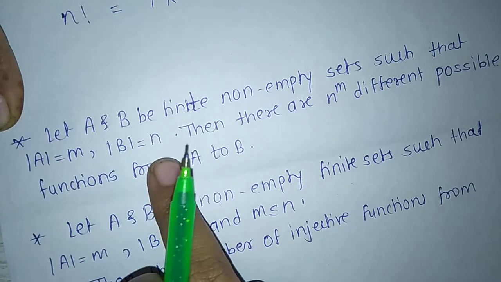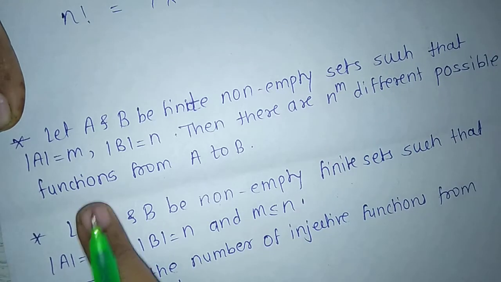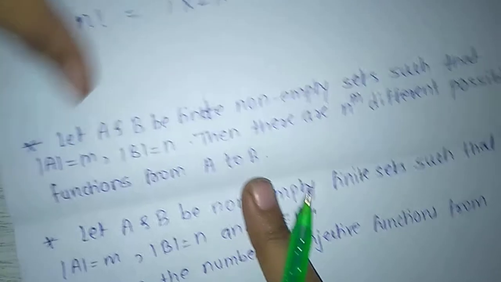Next, let A and B be finite non-empty sets such that order of A equal to m, order of B equal to n. Then there are n raised to m different possible functions from A to B.